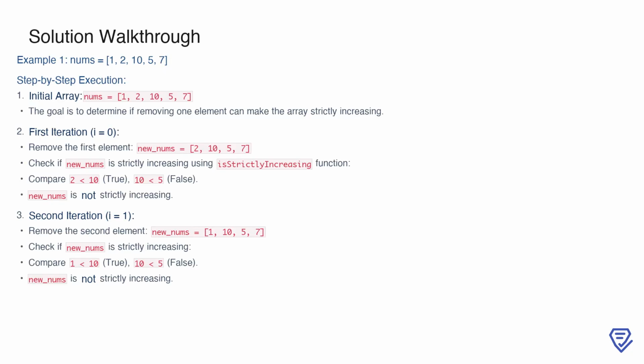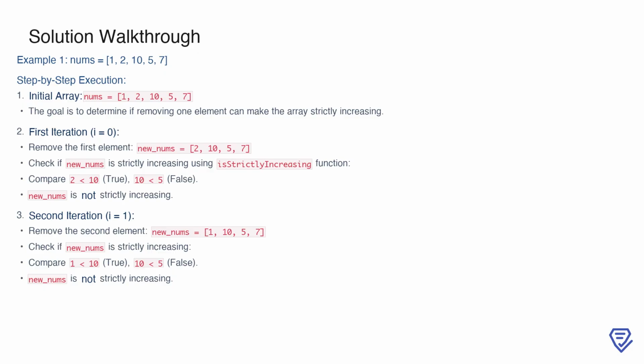In this example, we start with the array nums equal to 1, 2, 10, 5, 7. The goal is to determine if removing just one element can make the array strictly increasing, meaning each number must be strictly greater than the one before it. First, we remove the element at index 0, which is 1, resulting in the array 2, 10, 5, 7. We then use the helper function isStrictlyIncreasing to verify if this new array satisfies the condition. Comparing 2 and 10, we find 2 is less than 10, which is fine, but 10 is not less than 5. This makes the array not strictly increasing.